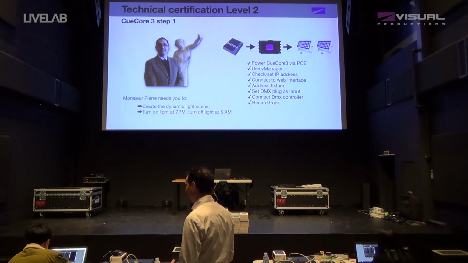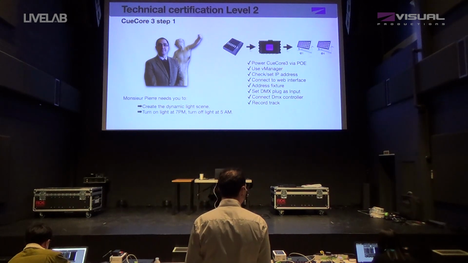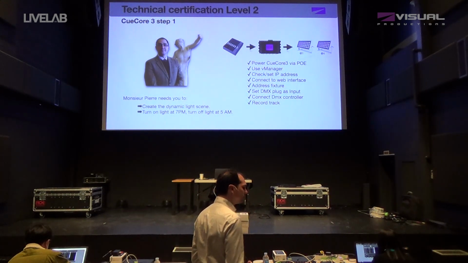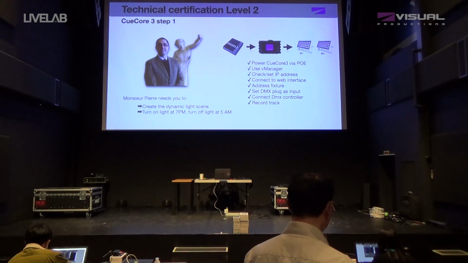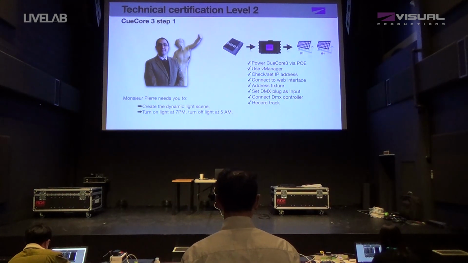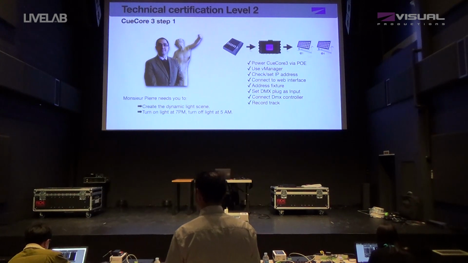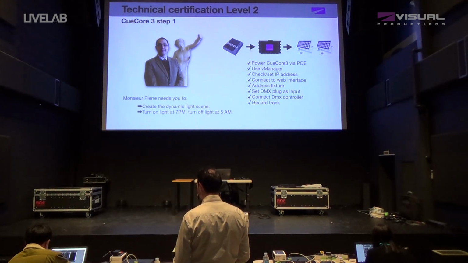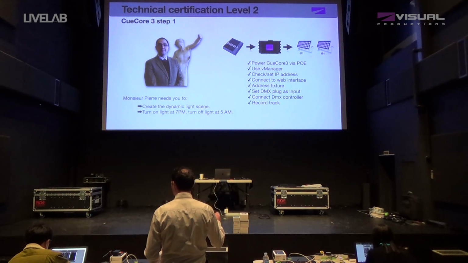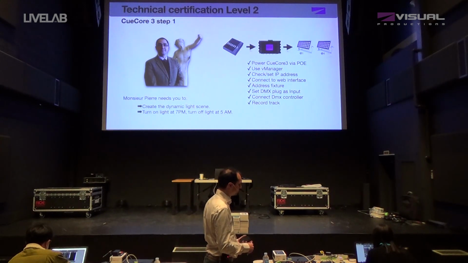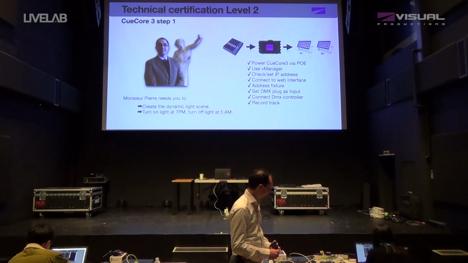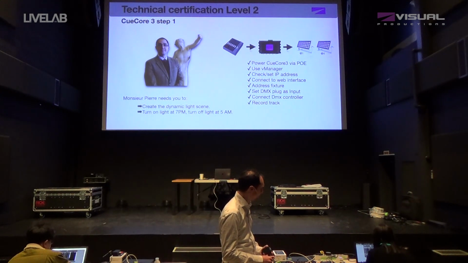So yeah, we go on the playback page of the web interface, where we see the 16 playbacks of the Q-core. So we're going to select playback 1, and at the bottom of the right column, we're going to click on Add to create a queue.